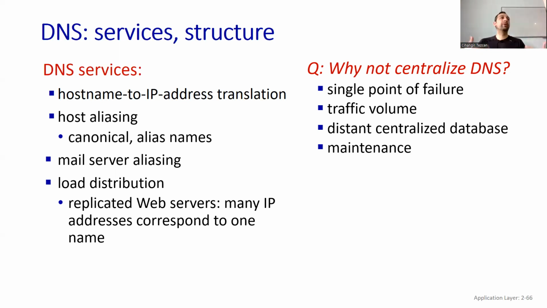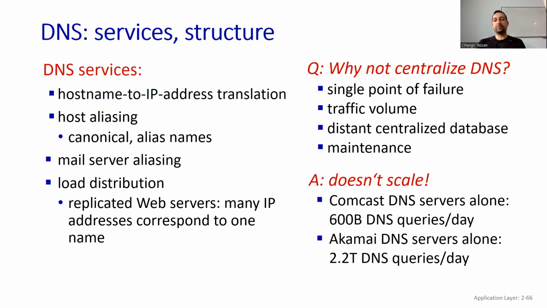IP addresses change, domain names change. So keeping them updated sometimes is a huge problem. Yes, the answer is it doesn't scale. For instance, Comcast DNS servers alone have 600 billion DNS queries per day. And Akamai DNS servers, in this case, 2.2 trillion DNS queries per day. So as you can see, these are huge numbers.